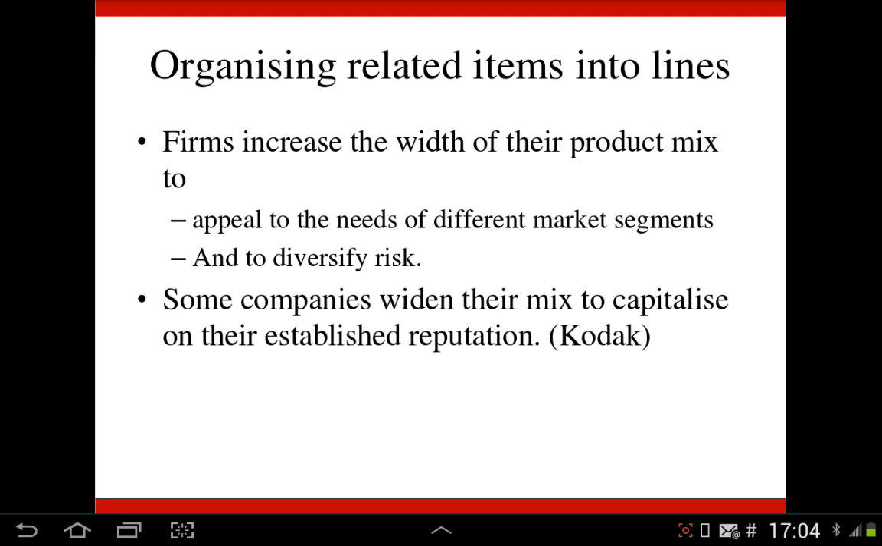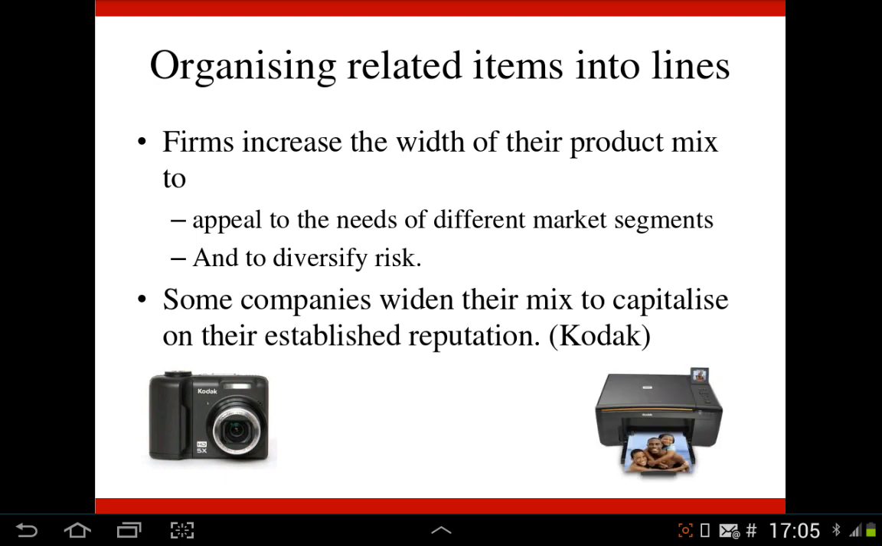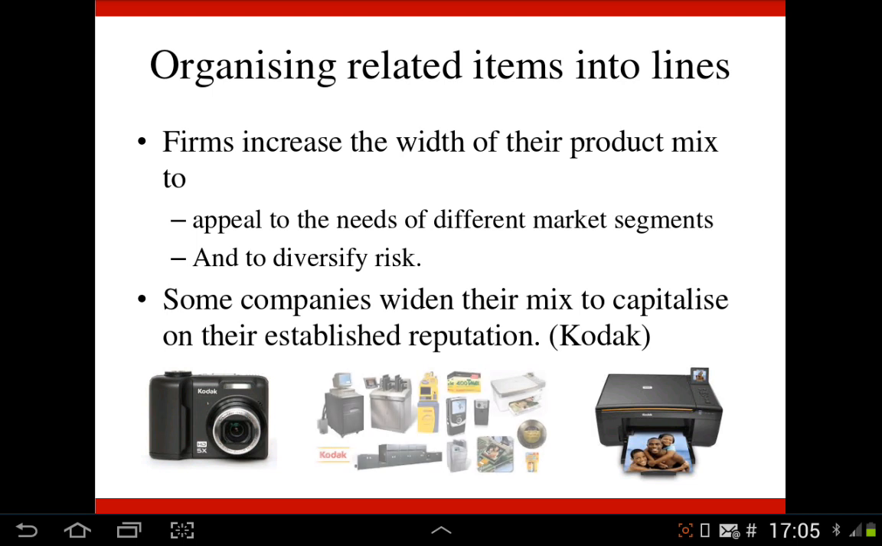Some companies will even widen their product mix because they have a good reputation. Because they have a good reputation, they make new product lines and sell more products because they know people are going to buy them. Why? Because they already know the brand. Kodak is a good example. They are well known for their cameras, and because people know their quality, they decided to create printers, which is another product line, and a whole range of other products that people are willing to buy because they see the Kodak brand and think, well, it must be great. So they have taken advantage of their great brand.